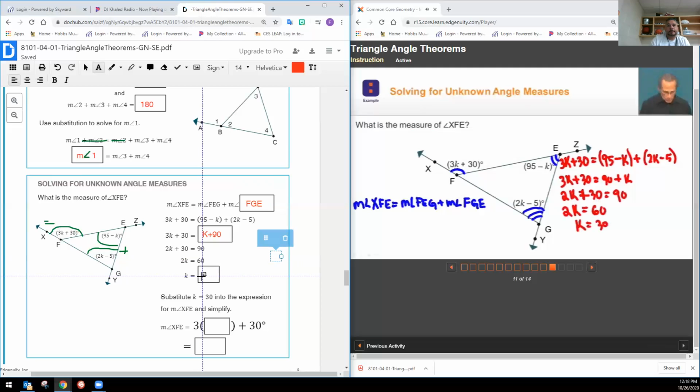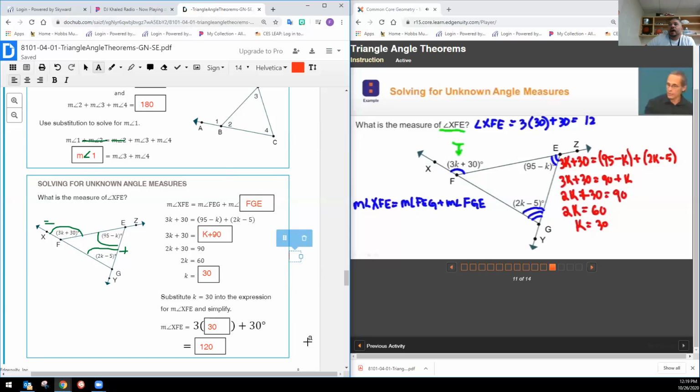Okay. And once we know k is equal to 30, we can find the measure of angle XFE. Well, that would be equal to 3k plus 30, which is 3 times 30 plus 30. And that's 120.